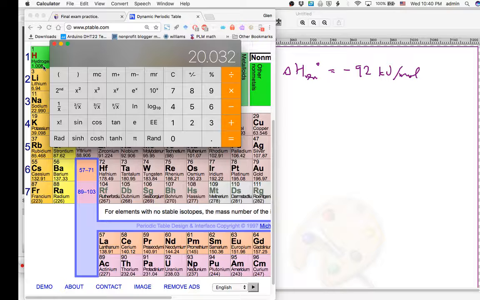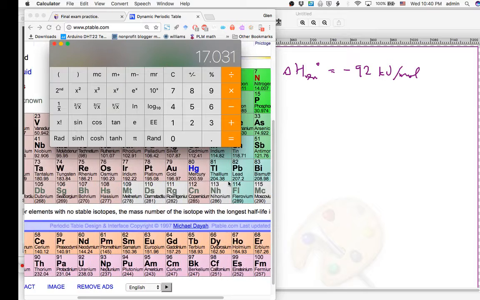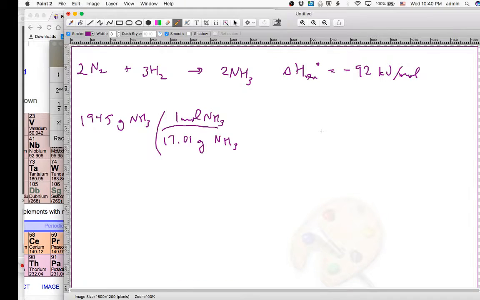So actually I get 20. Is that right? I don't think that's right. 3 times 1.008 equals, and that plus 14.00, was it 7? Yeah, 17.031. So this was actually not right. This should be 0.03.